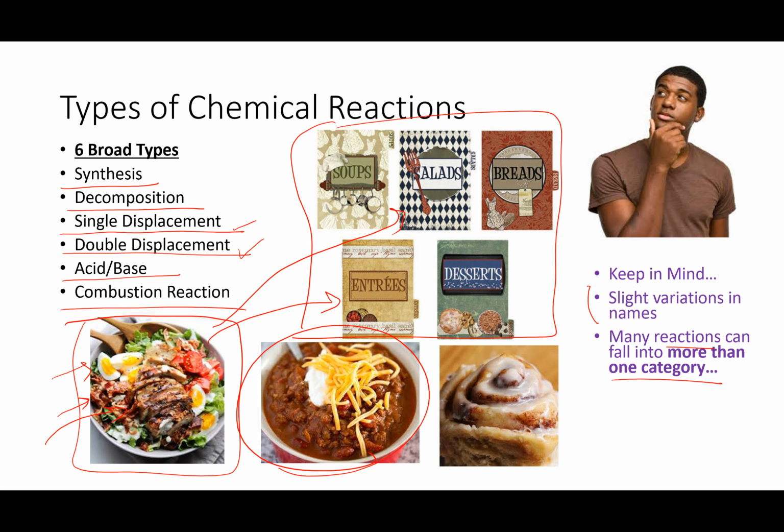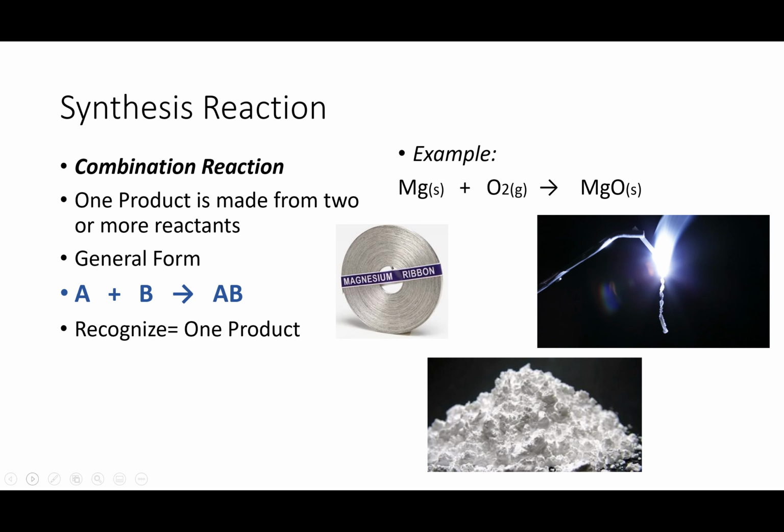Chili. I love chili. When I make chili for my family, I treat it as a main dish. I don't treat it as a soup, but some people might file it under soups. Cinnamon rolls. Well, cinnamon rolls are definitely a kind of bread, but I could eat cinnamon rolls for dessert. I love cinnamon rolls. So there are variations in the categories of chemical reactions in the same way that there could be variations in how you categorize food in your recipe box. It just depends on how you look at things.